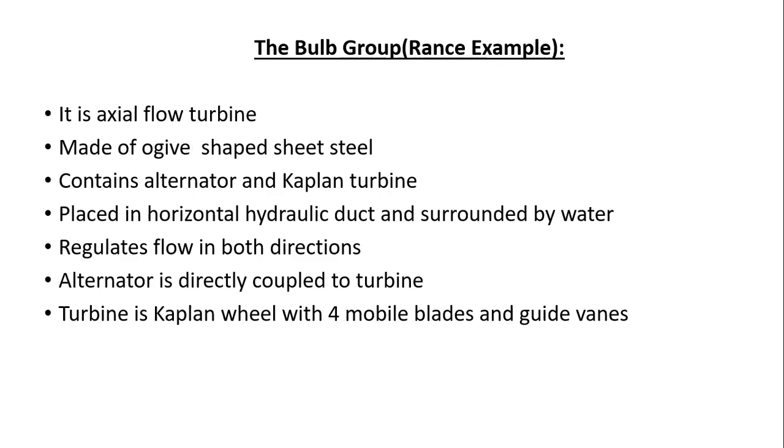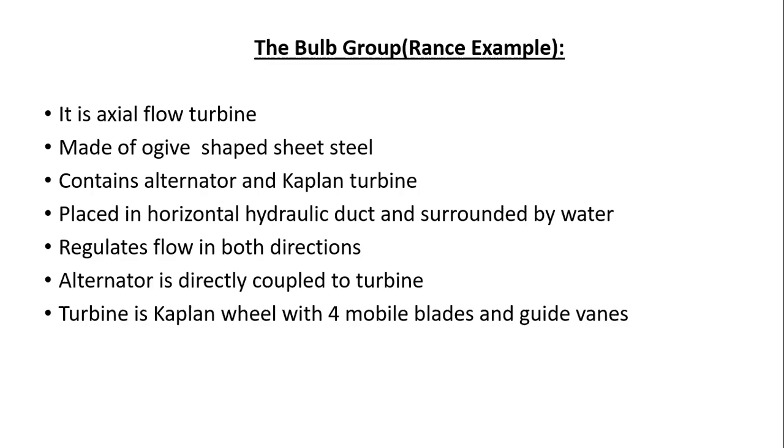So next one is the bulb group type. This is the Rance example. This bulb type turbine is an axial flow turbine, the bulb set. It resembles a small submarine in appearance and is made of ogive shaped sheet steel. It contains an alternator and a Kaplan turbine. The Kaplan turbine is one type of turbine. It is placed in a horizontal hydraulic duct and is entirely surrounded by water.